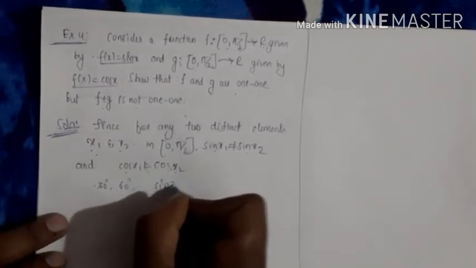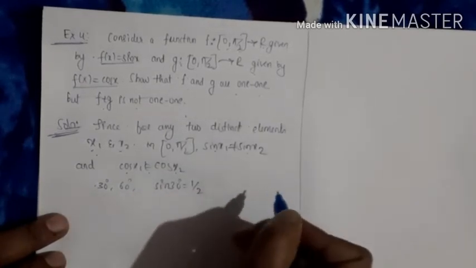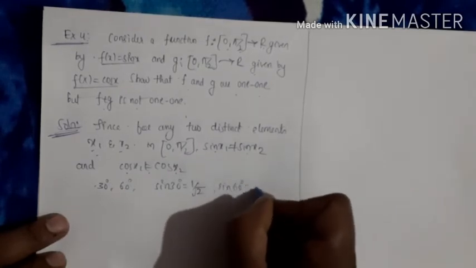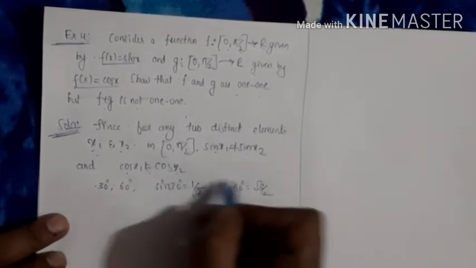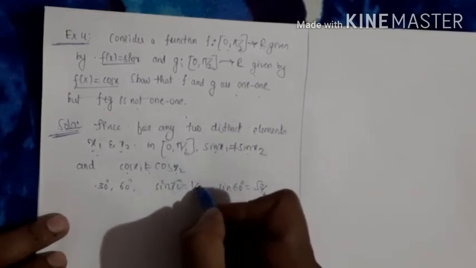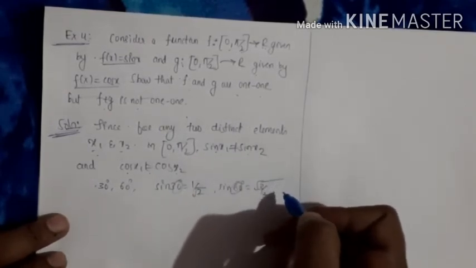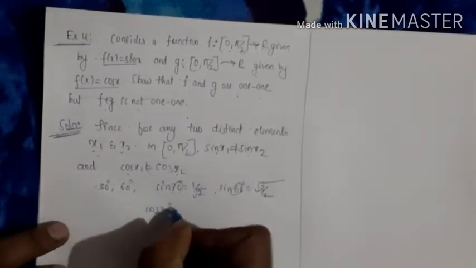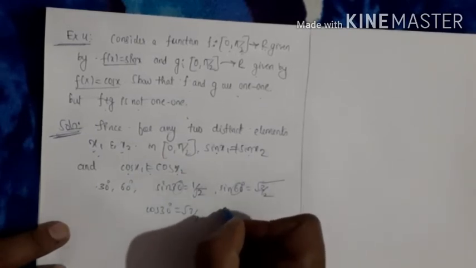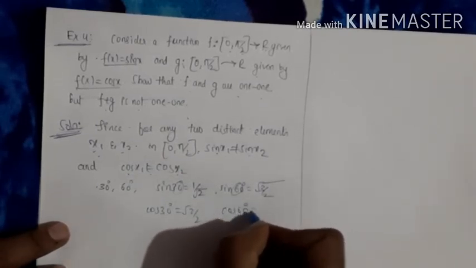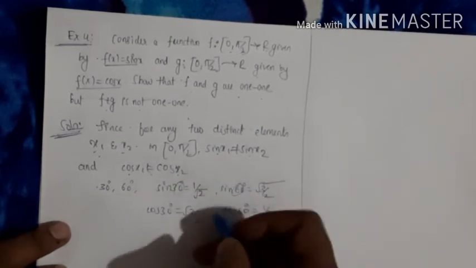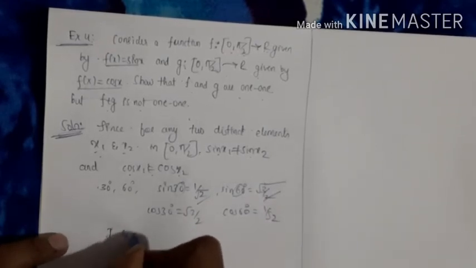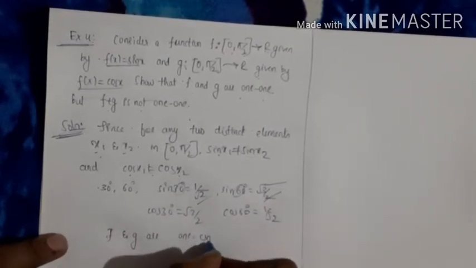Sin 30 degrees is equal to 1 by 2, and sin 60 degrees is equal to root 3 by 2. So both are different. For this value it will take a different value, for this value it will take a different value, therefore it is a one-one function. Similarly, cos 30 degrees, which is root 3 by 2, and cos 60 degrees, which is 1 by 2. So it is also different for different values, therefore f and g are one-one.